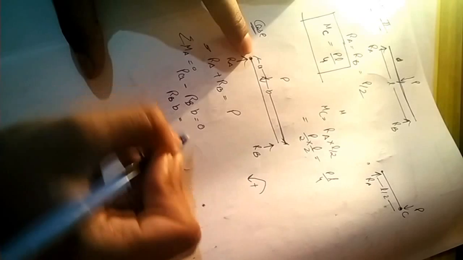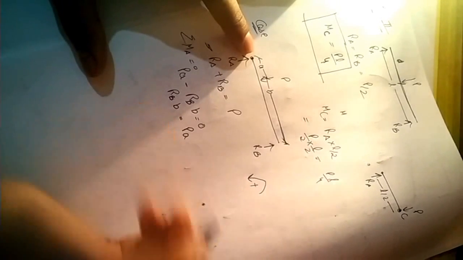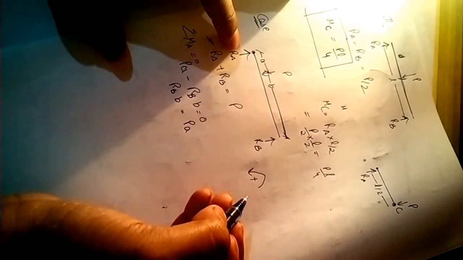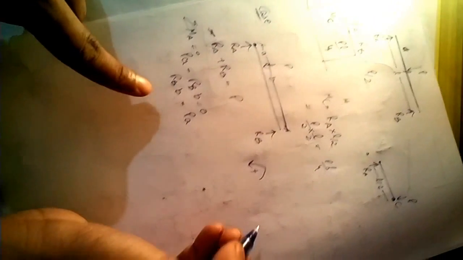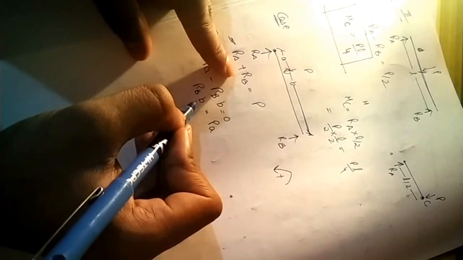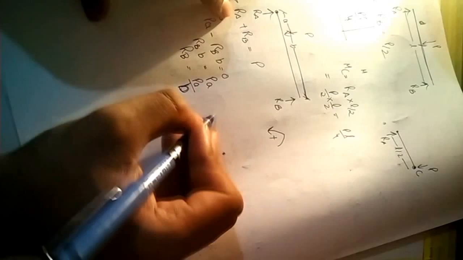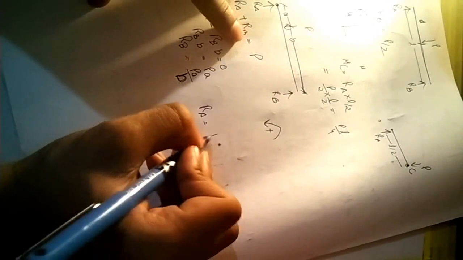So RB into B is P into A, so RB will be PA by B. From this, RA is equal to P minus PA upon B, that is PB minus PA upon B, which is P into B minus A upon B.